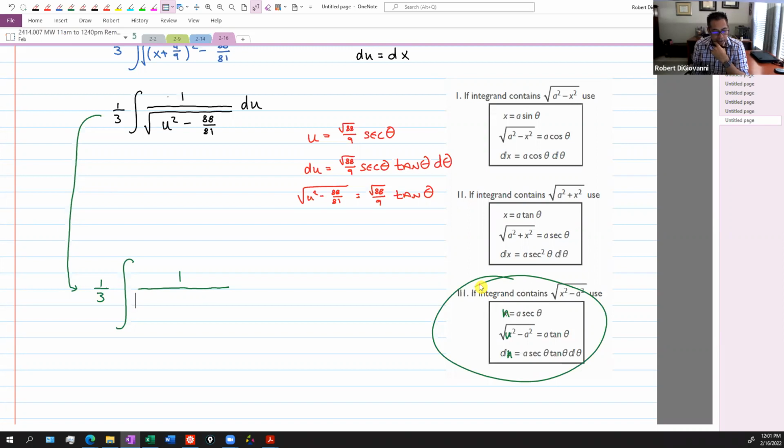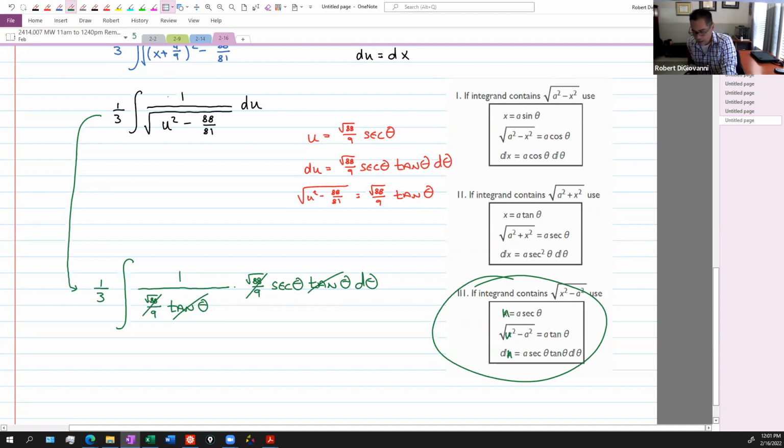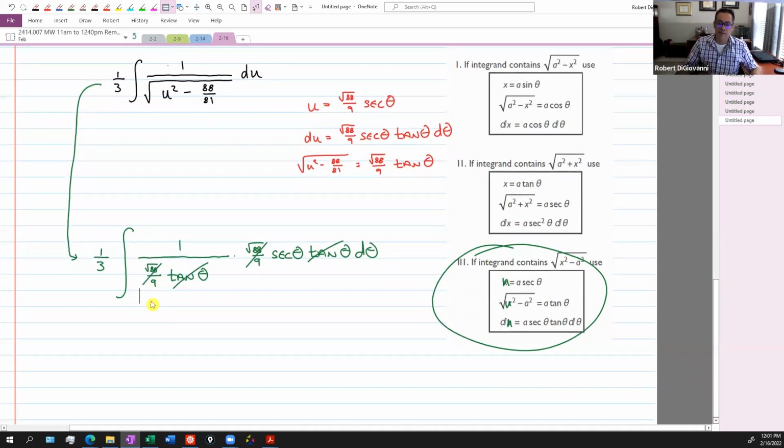Okay, so I've got my 1/3 on the outside. I've got 1 over, then the square root thing becomes root 88 over 9 tan theta. Please be a good integral. Okay, and then I have du, which is root 88 over 9, secant theta, tangent theta. Oh yeah, this is gonna be good, because the tangents go away, the roots go away, and all I'm left with is the secant theta, right? That's it. Integral secant theta with a 1/3 out front. So 1/3 integral secant theta d theta.